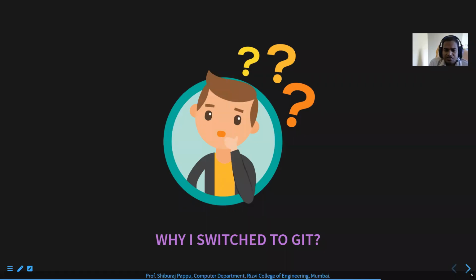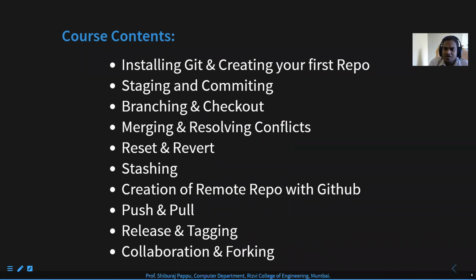Okay, so let's see what all things we are going to cover in this. I have kept the introduction part very short so that we can concentrate more on Git rather than the introduction. These are the things we are going to cover. First, we are going to see how to install Git and create your first repo. Now, what is a repo? A repo is nothing but your source code. It is like a folder which is under Git. Any folder which is under Git, we will call a repo, a repository. Then we will see staging and committing.